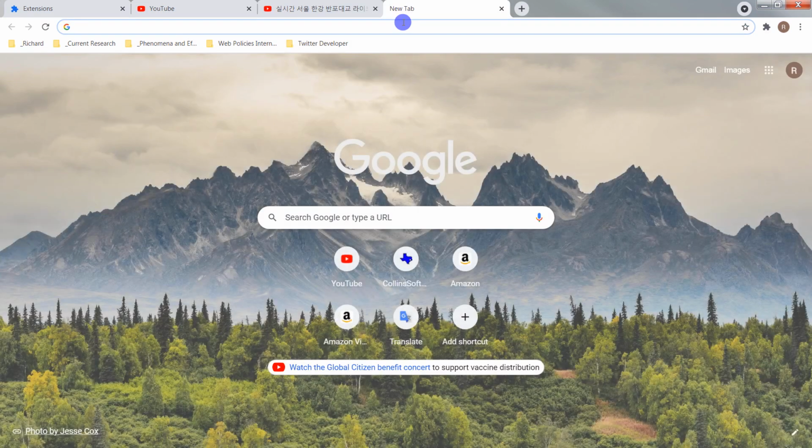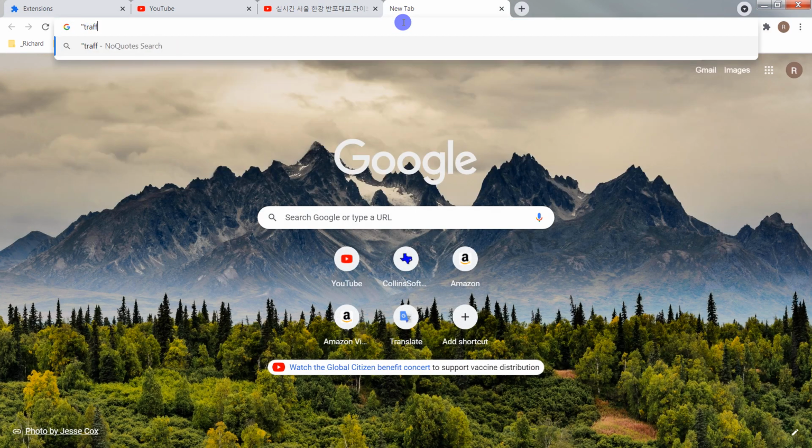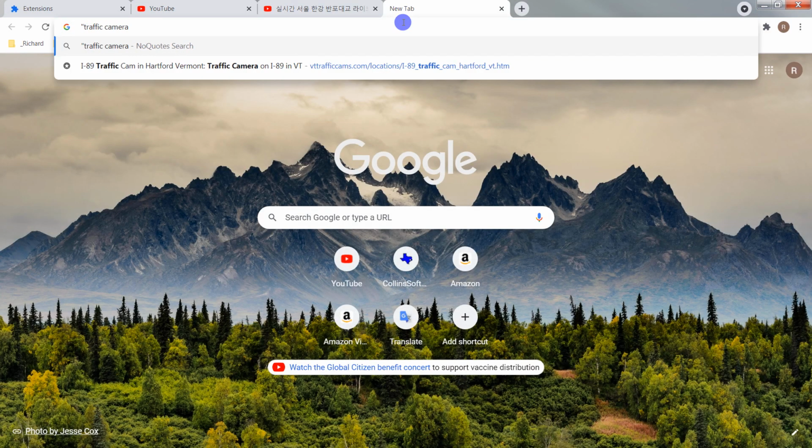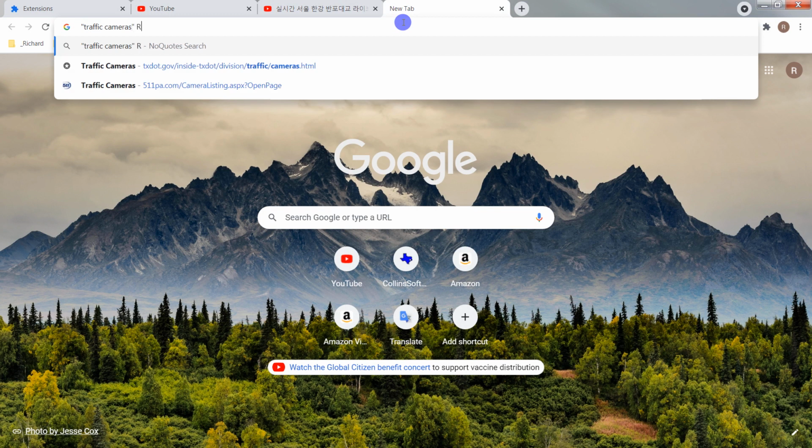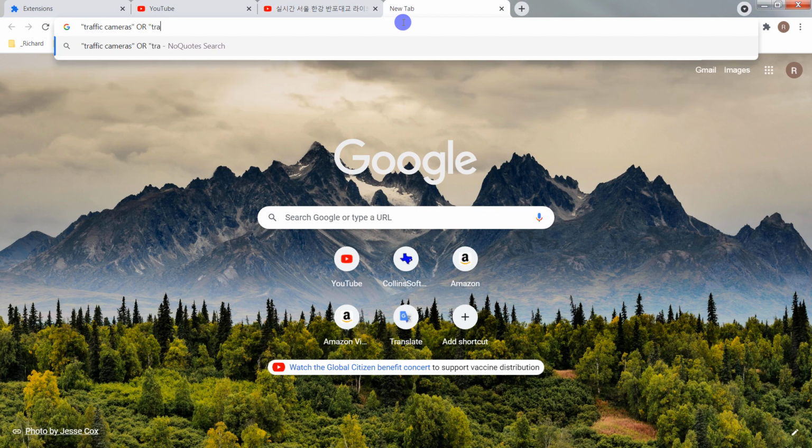Just let me see the scale of this. Traffic, this is what I do all day long. Traffic cameras, or traffic camera, or traffic cam. Now the reason I'm doing this is because if you just choose a general one and let Google do it, they don't always do a good job. Cam.